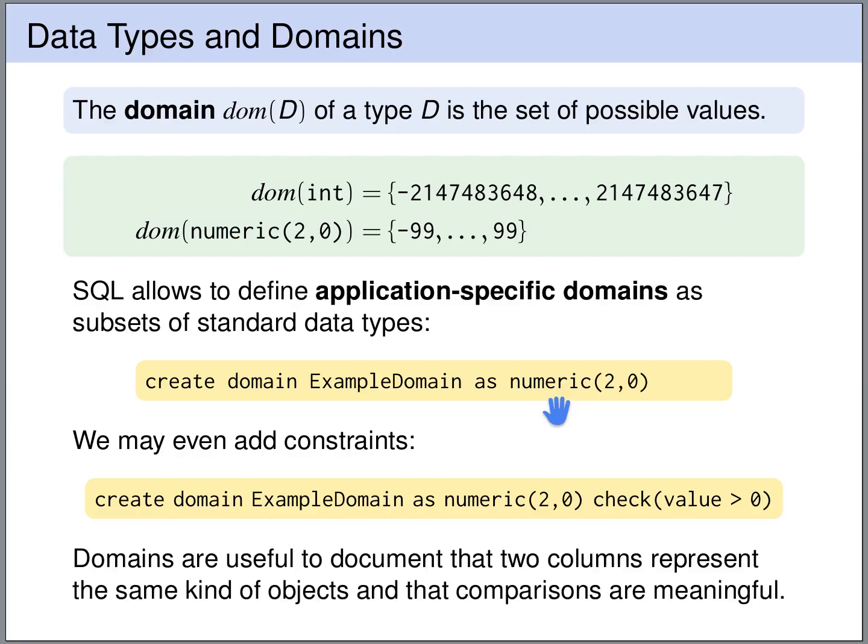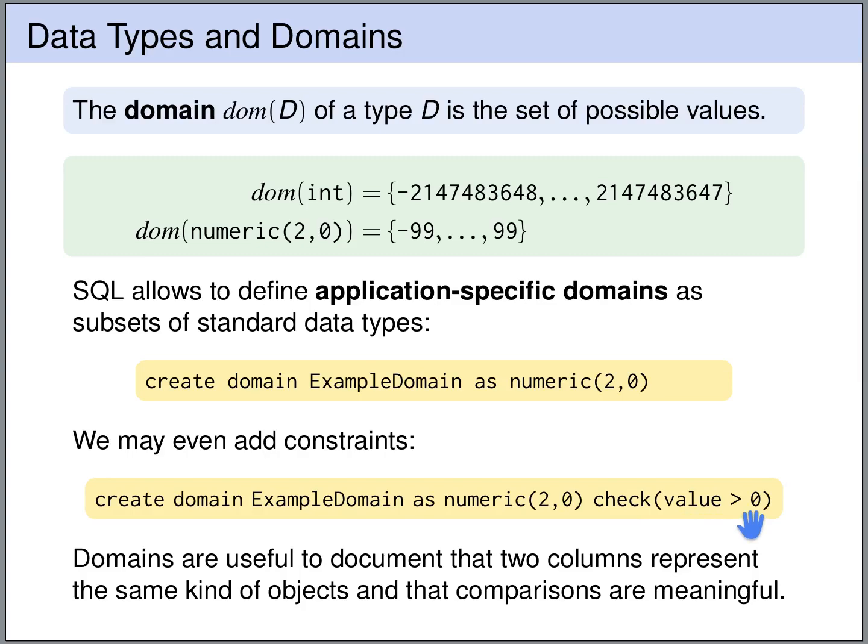You could imagine situations where you use numeric(2,0) for different columns. Maybe you use it to express the age of some person, and in a different column you use it to express the number of points obtained on some exercise. And the comparison between the age and the number of points is not really meaningful. So you can use these user-specific domains to express that if two columns have the same data type, then comparisons are really meaningful. We can also use these user-specific domains to further restrict the domain.